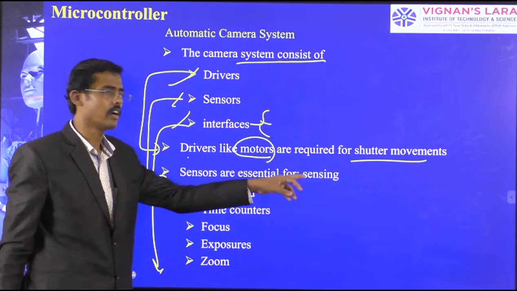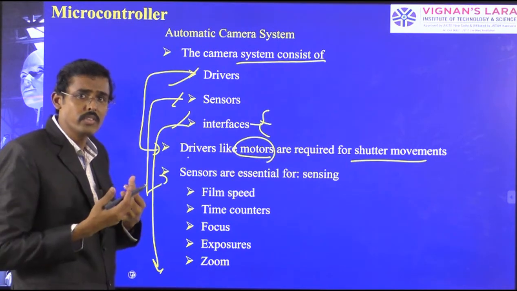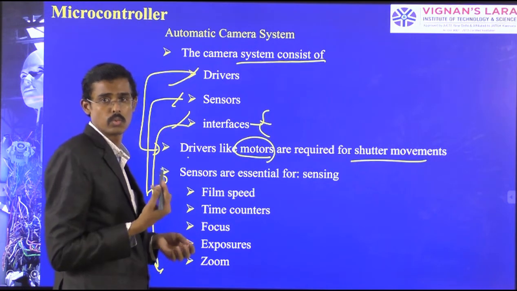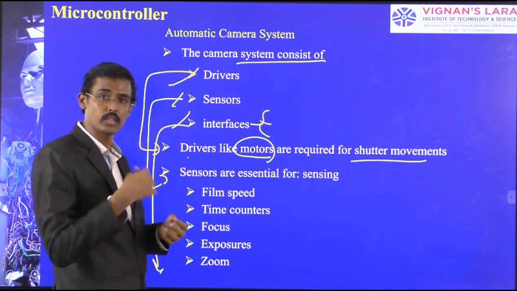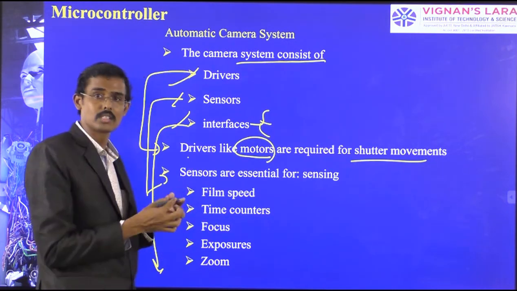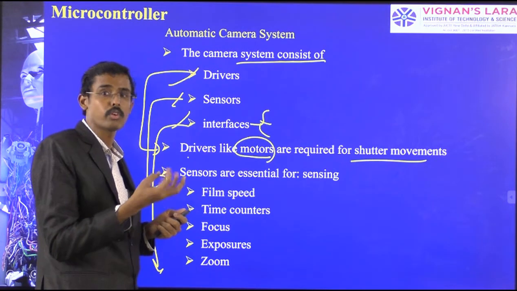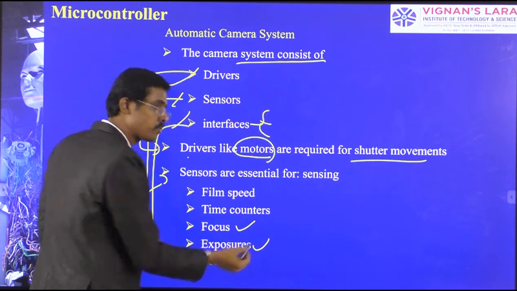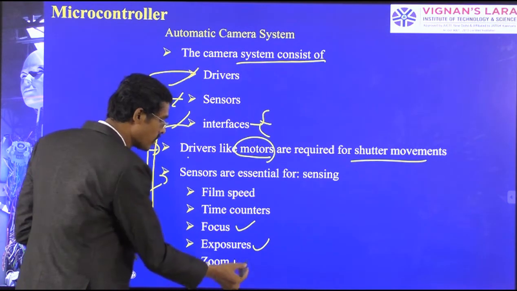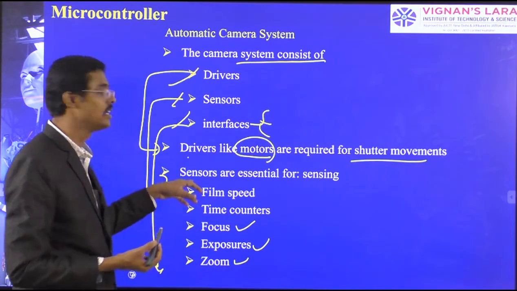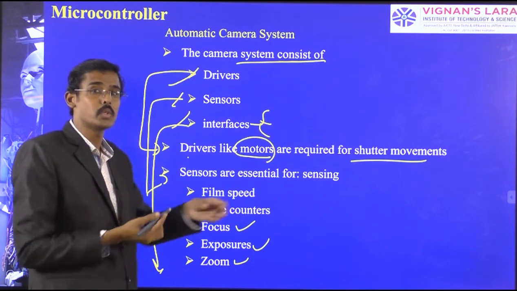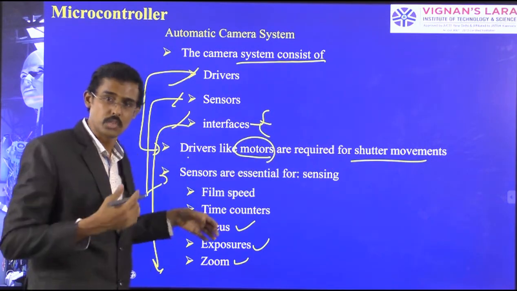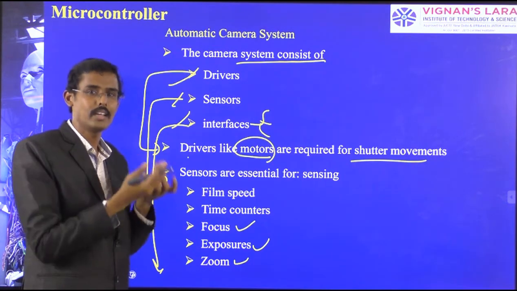Sensors are essential for sensing what we are doing in the camera: film speed, how fast one film is rolled from one take to the next; time counters, how many photos we have to take in 1 second; and focusing, defocusing, exposure, brightness, contrast, and zooming in and zoom out. So those things are all sensed and given as input to the microprocessor. Accordingly, whether it should zoom out or it is okay, all is done in a second.